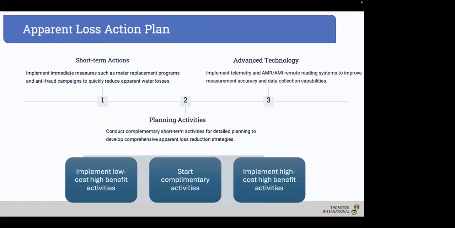Considering the apparent losses, we are going to work the same way as real losses. So we will have the short-term actions, the planning activities, and then the advanced technologies. Again, your system can be ready for telemetry and AMR, AMI, but not all systems will be at this point. So it really depends where you are and where your system is.